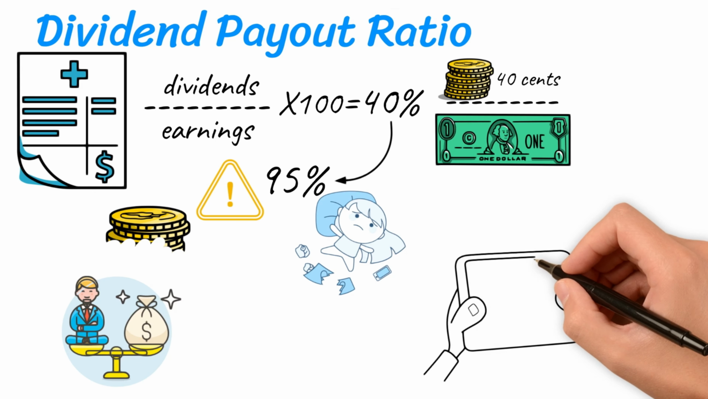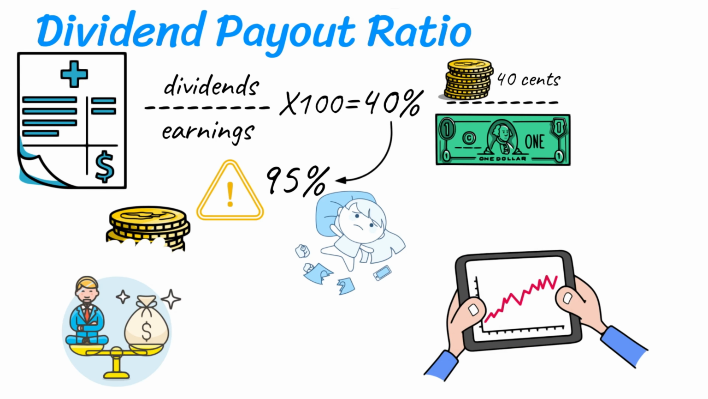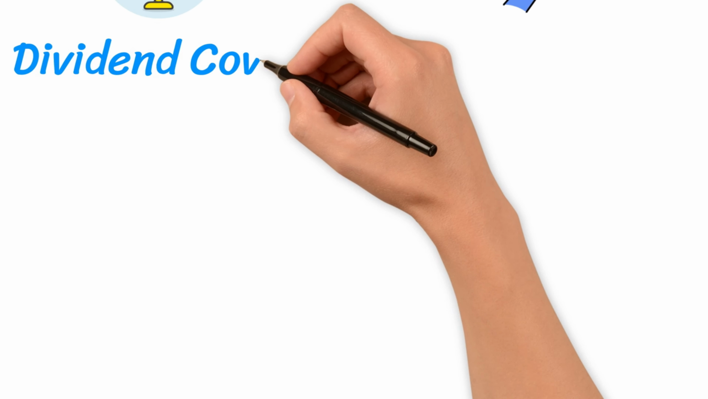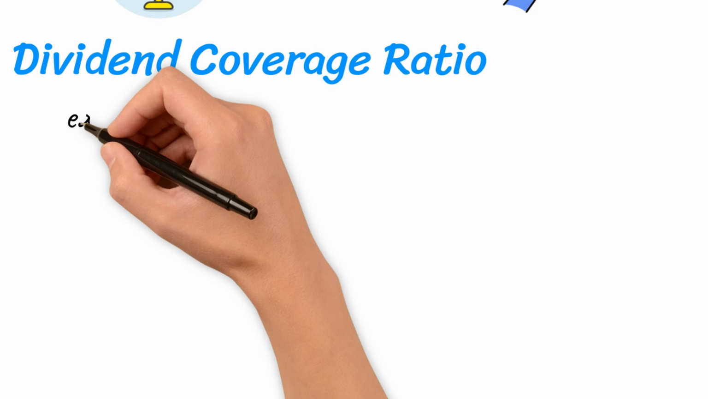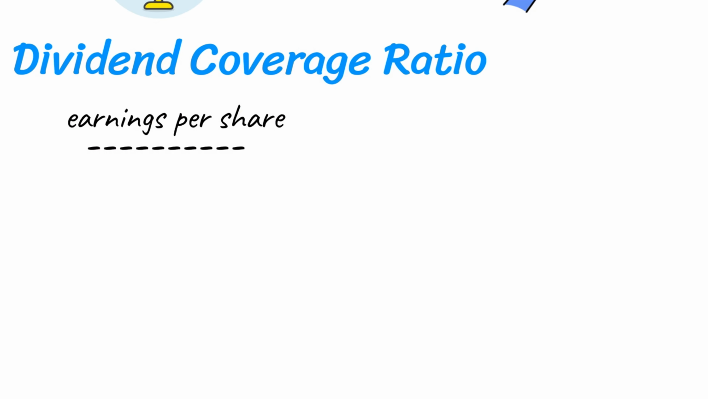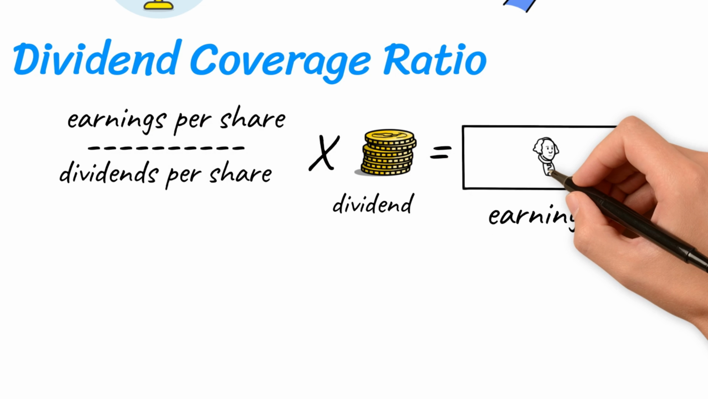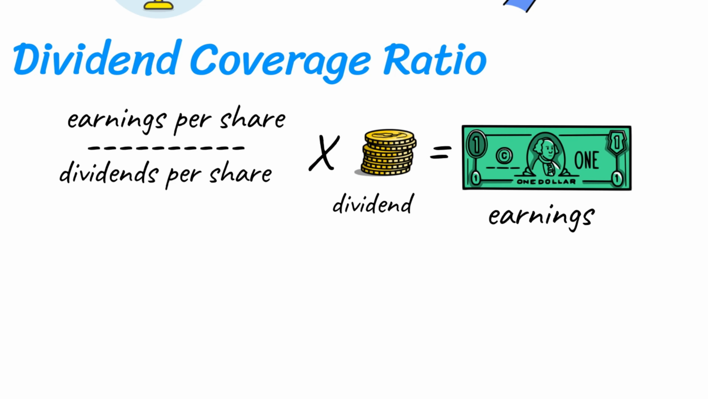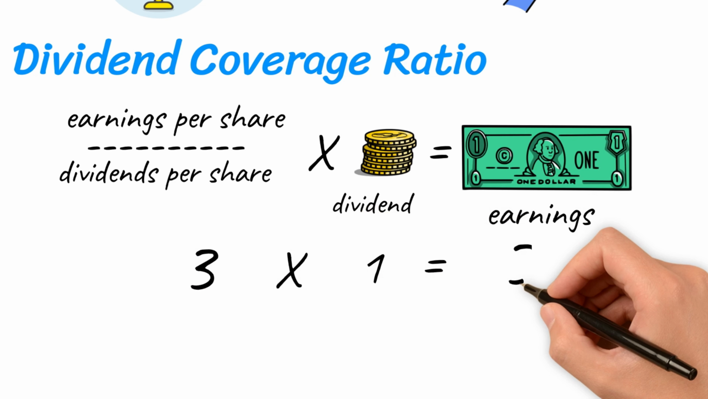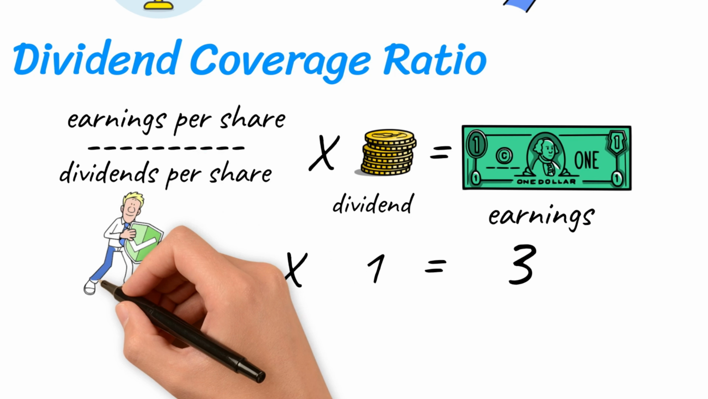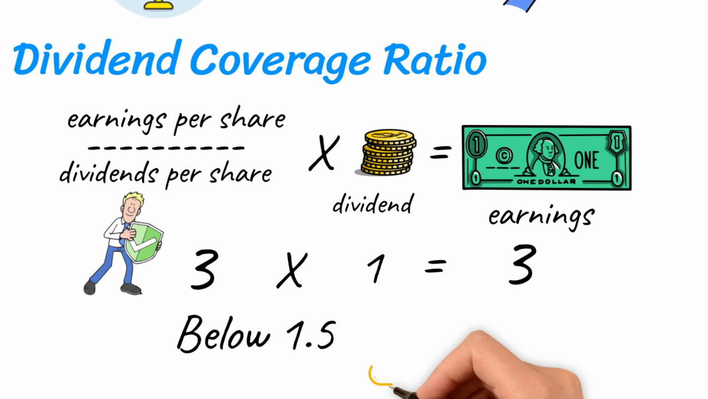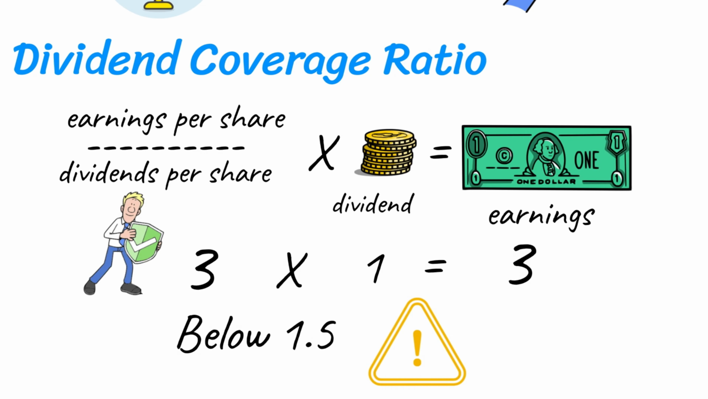Growth companies tend to have low payout ratios because they reinvest most earnings back into expansion. Dividend coverage ratio is the inverse: earnings per share divided by dividends per share. It tells you how many times over the dividend is covered by earnings. A coverage ratio of 3 means earnings are 3 times the dividend, very safe. Below 1.5, the dividend is at risk if earnings dip even slightly.